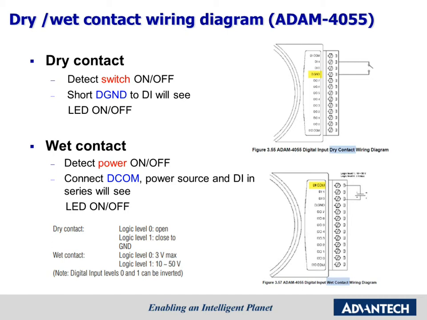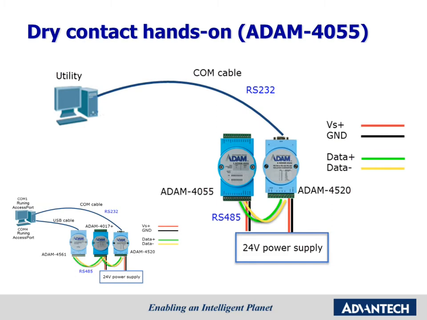Above is just an example of ADEN4055. For every different I/O module, users should follow the different rules and wiring structures shown in the user manual. Here we will do a dry contact hands-on for you to better understand how it works in a DI-based module. Below is the dry contact topology.